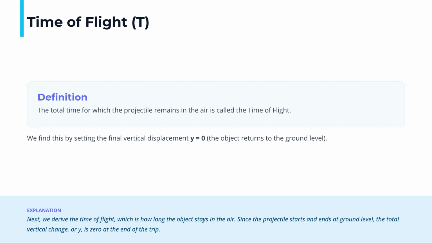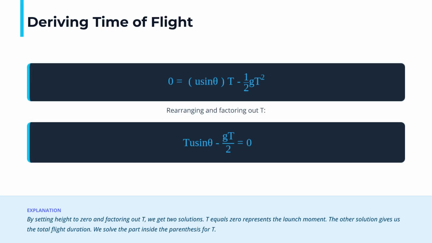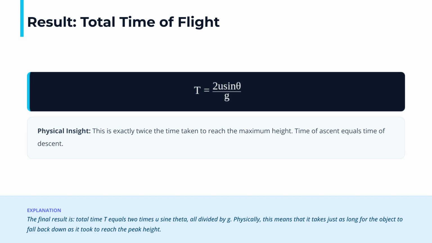The time of flight is how long the object stays in the air. Since the projectile starts and ends at ground level, the total vertical change, y, is 0 at the end of the trip. By setting height to 0 and factoring out t, we solve the part inside the parenthesis for the total flight duration. The final result is total time t equals 2 times u sine theta, all divided by g. This is exactly twice the time taken to reach the maximum height.